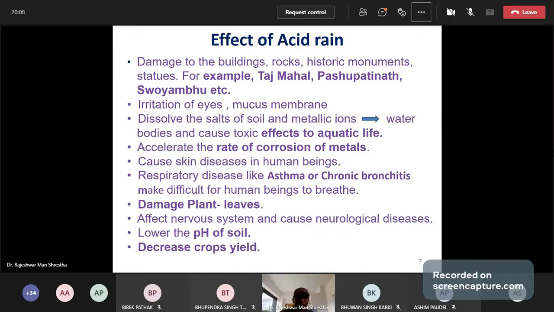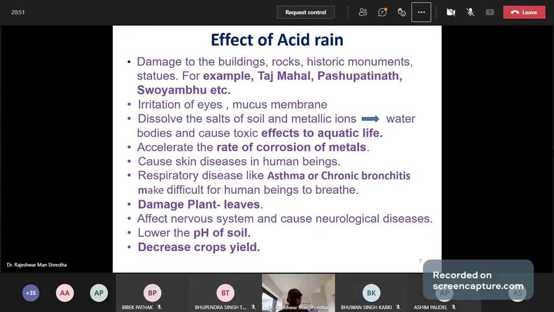Acid rain will also make the rate of reaction faster, and that will cause skin disease in human beings, and especially diseases like asthma or chronic bronchitis. And when people suffer from asthma or chronic bronchitis, they will not breathe easily. Then plant leaves are damaged by acid rain. When plant leaves are damaged, the process of photosynthesis will be stopped or decreased, and the plant will not be able to get more food. And in human beings, it will cause the nervous system to be affected.